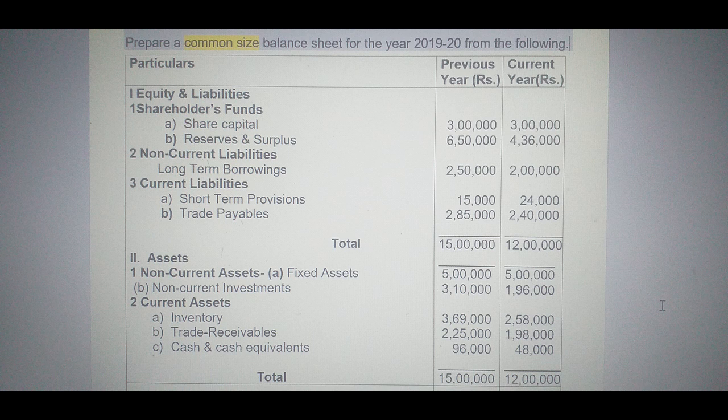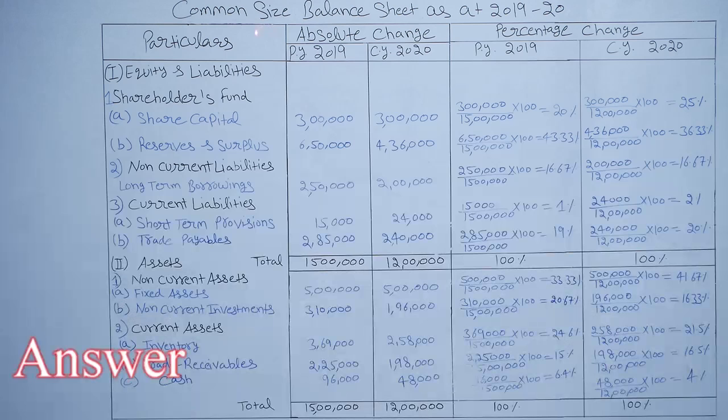Asset side. First is non-current assets. A. Fixed assets 5 lakh for previous year, 5 lakh for current year. B. Non-current investments 3 lakh 10,000 for previous year, 1 lakh 96,000 for current year. Second, current assets. A. Inventory 3 lakh 69,000 for previous year, 2 lakh 58,000 for current year. B. Trade receivables 2 lakh 25,000 for previous year, 1 lakh 98,000 for current year. C. Cash and cash equivalents 96,000 for previous year, 48,000 for current year. So total of previous year is 15 lakh, total of current year assets is 12 lakh. Now come to the answer.